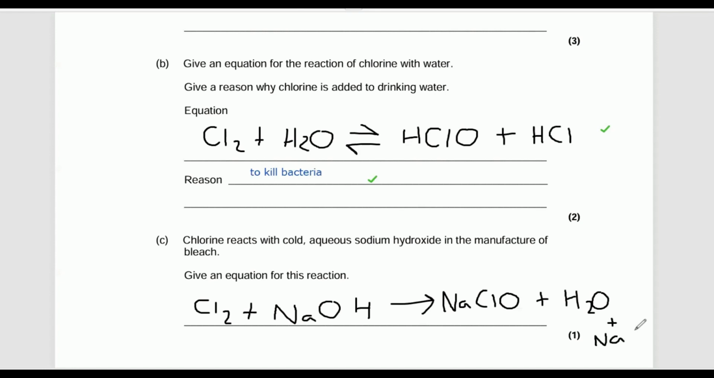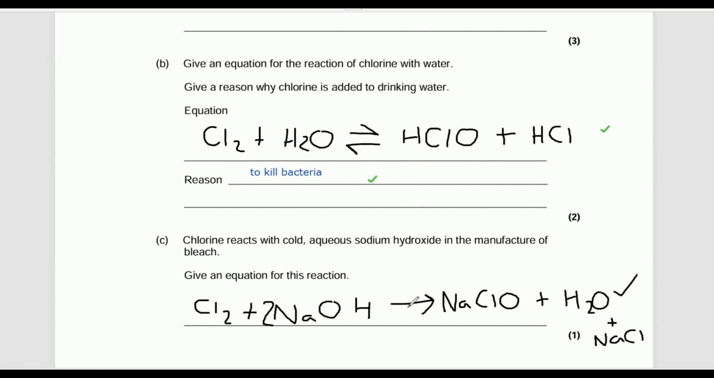Oh my gosh, I couldn't squeeze it all in. Sorry about that. Okay. Yeah, that looks good. It's just not balanced, is it? I've got 2 chlorines. That's cool. Oh, I need a 2 here because we need 2 sodiums. That creates 2 oxygens and 2 hydrogens. I've got 1 oxygen there, 1 there, and 2 there. Yeah, that is balanced. Okay, let's move on.